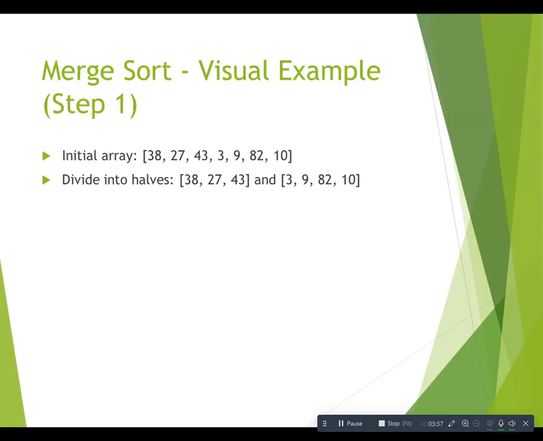So let us see a visual example. In the first step, you can see that there is an array of size 7 elements. The indexes of these elements are from 0 to 6. When you are dividing it into two halves, the mid position is 3. So we are dividing the array at the third index.